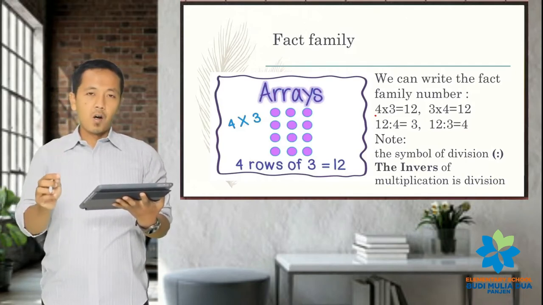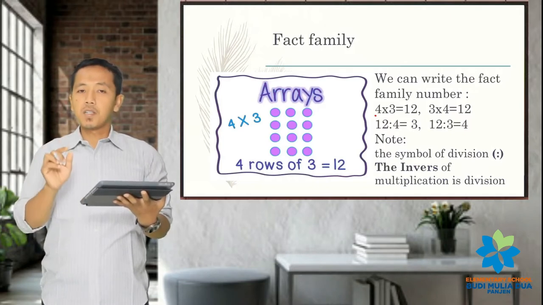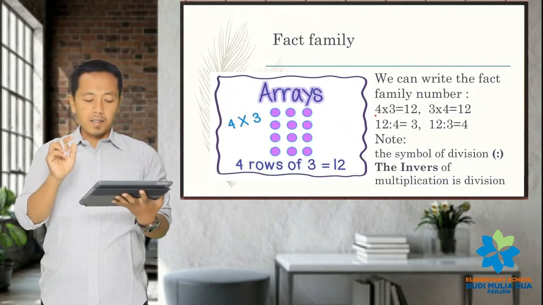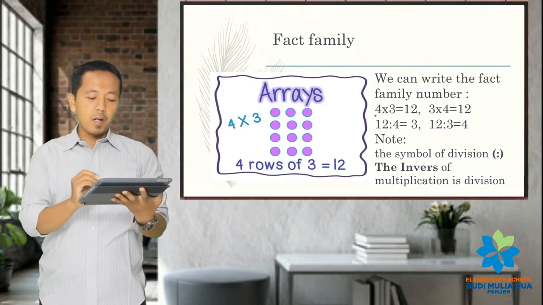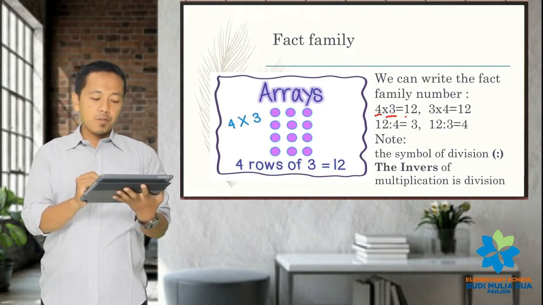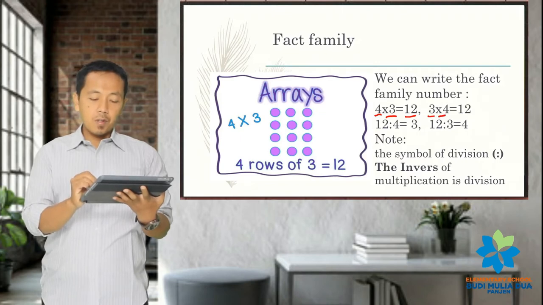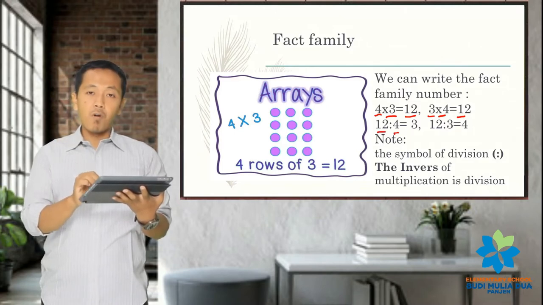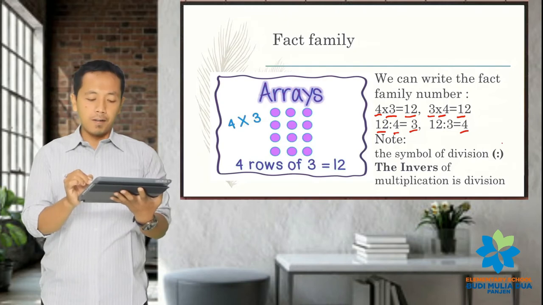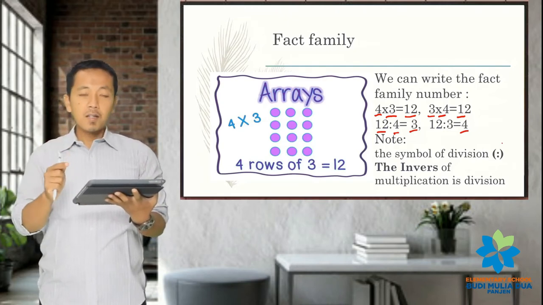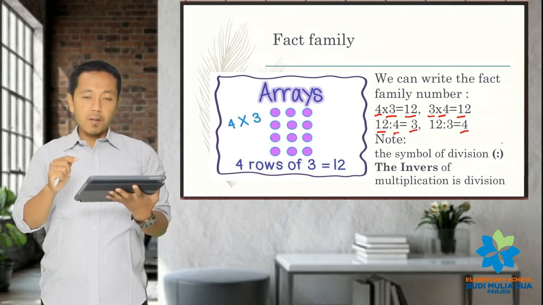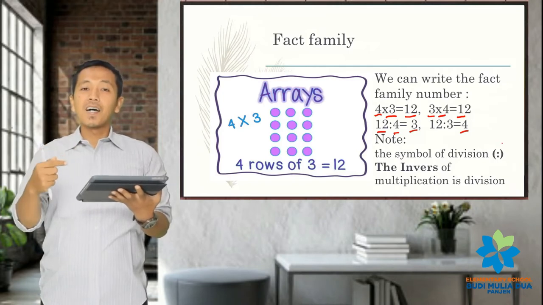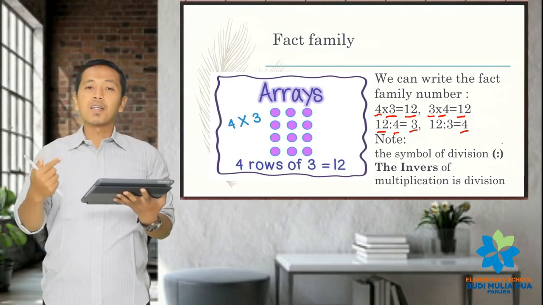we can know about fact family. Kita bisa tahu fakta dari perkalian. For example, 4 times 3. We can write 4 times 3 equals 12. We can also write 3 times 4 equals 12. 12 divided by 4 is 3, and 12 divided by 3 is 4. Jadi ada 4 fakta yang bisa kita tuliskan. Satu adalah fakta perkalian, yang kedua fakta pembagian. Perkalian bisa dibalik, 4 kali 3 itu sama dengan 3 kali 4.